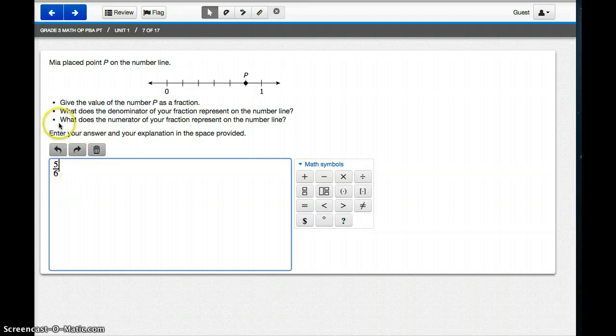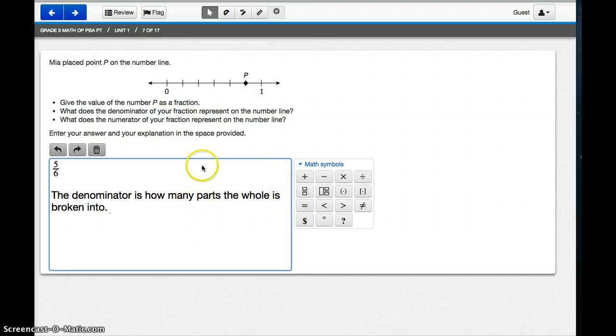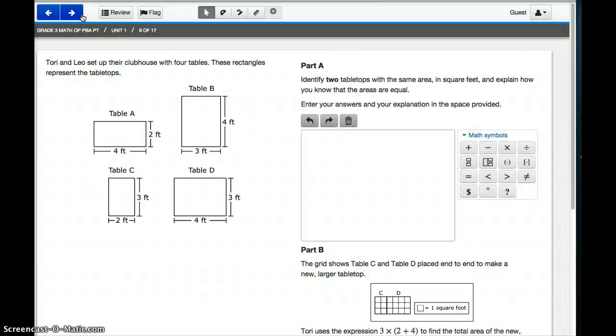If you notice, there are bullet points, so we have to answer more than one question. It says, what does the denominator of your fraction represent? So you're going to have to put the denominator is how many parts the whole is broken into. Don't worry too much about how I'm answering this question, but make sure that you take note on how to use the tools that I'm using, okay? Now, let's keep going.